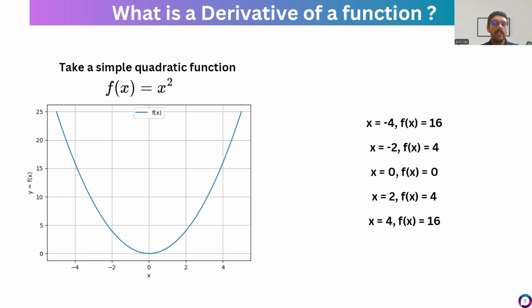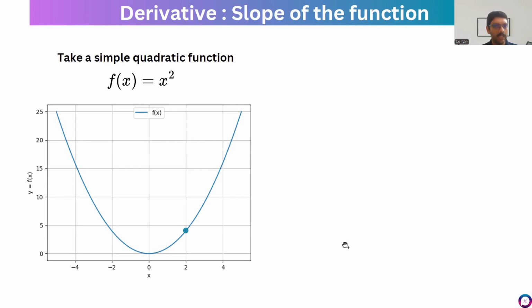Now, the interesting question here is, how do we know how this function changes at any given point? What do I mean by that? Well, let's take this function. Let's take a point where x is equal to 2. We also calculated that f(x) is 2 squared, which is 4.